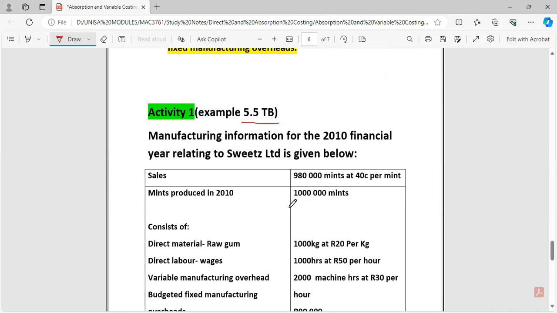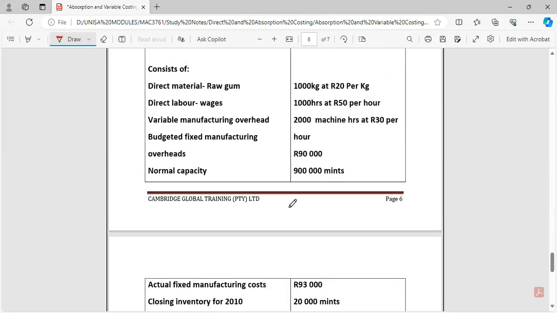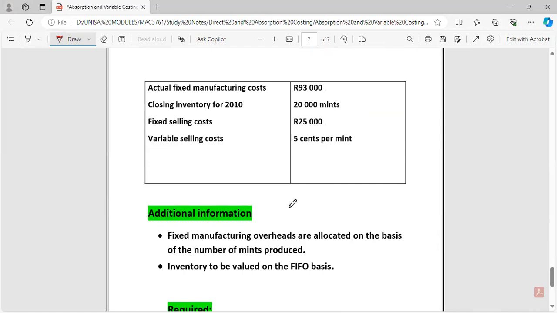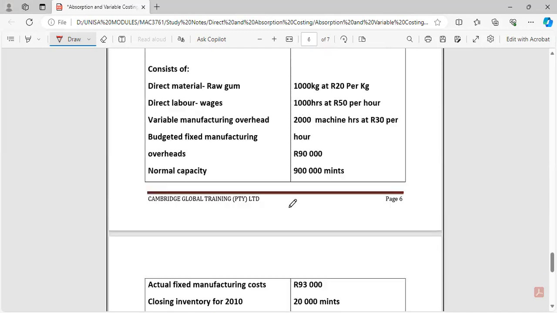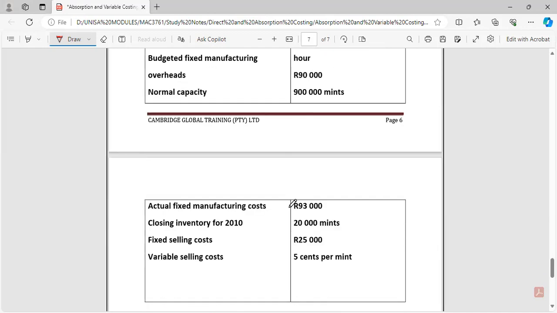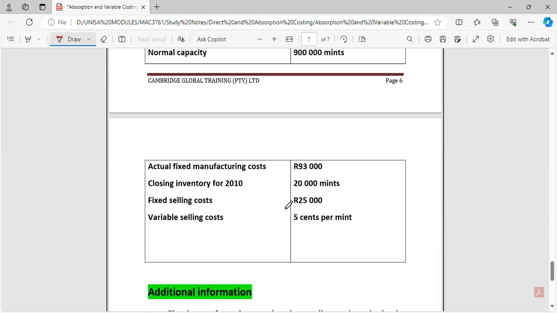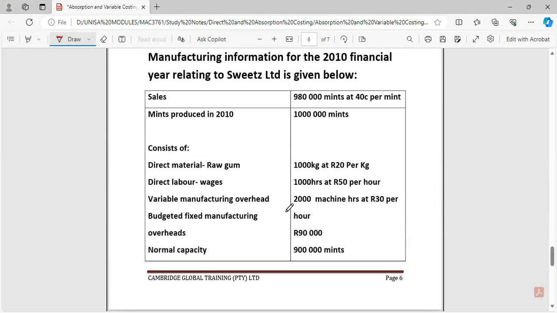We are given sales. In our third level, you will see the question that I will post. They will never give us a question like this where you are provided with straight figures. It will be a scenario. I'm going to send a question that we are going to do together.